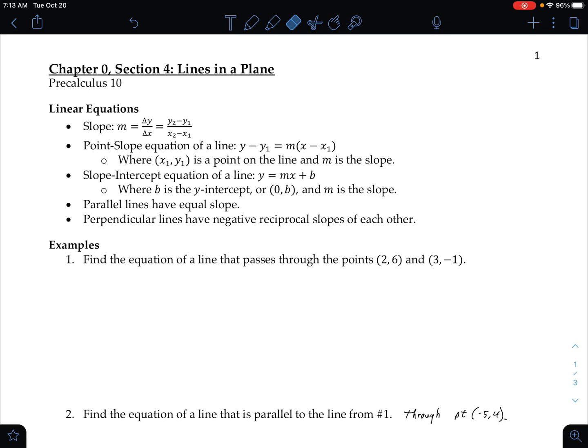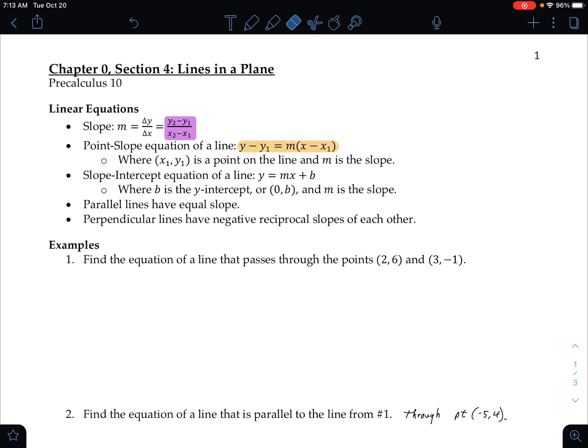Alright, gentlemen, today we're going to look a little bit more at our lines in a plane, specifically parallel and perpendicular lines to given lines or given points. So first we're going to start with our formula for slope review. We went over this the other day. Y2 minus y1 over x2 minus x1, or change in y over change in x.